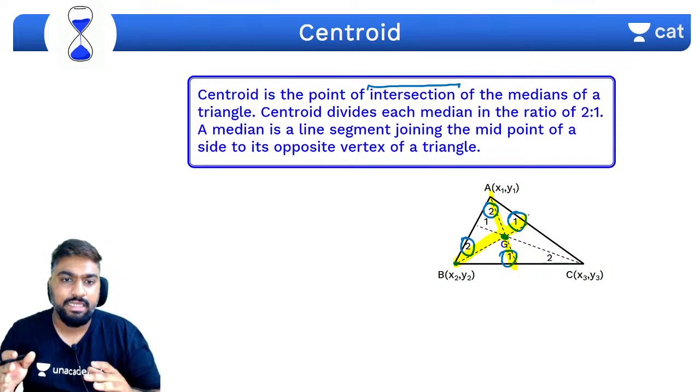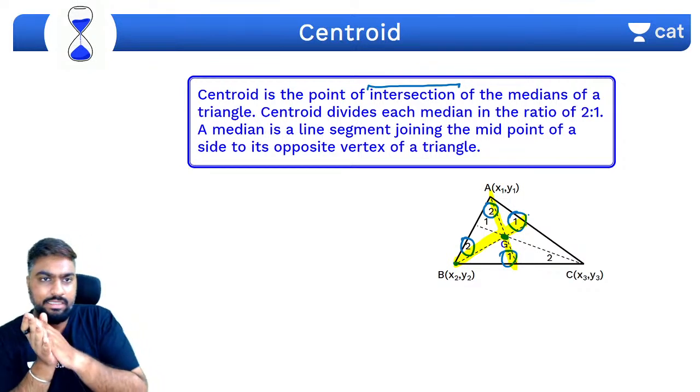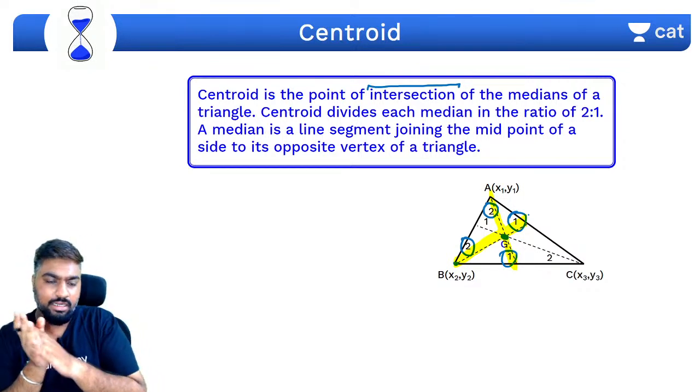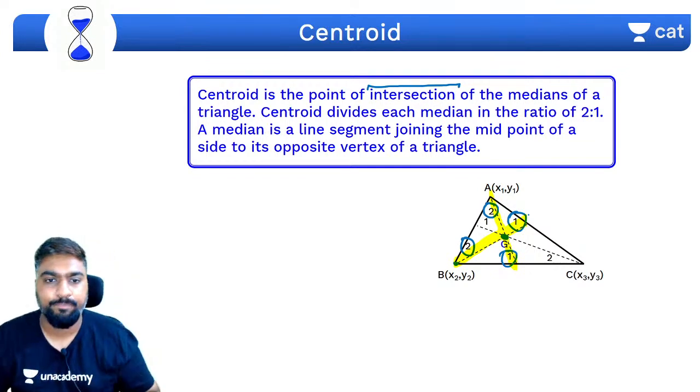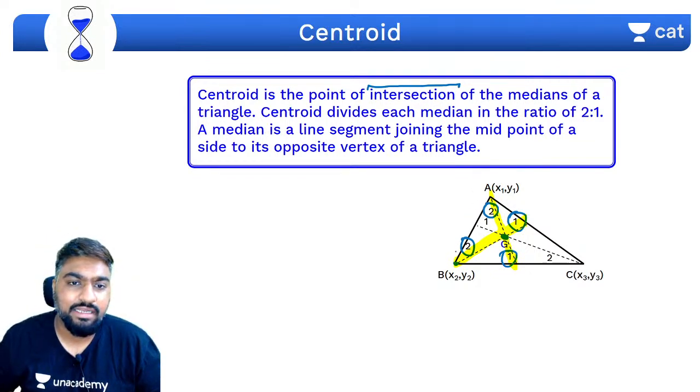Are you able to understand this? If you want more details on centroid, you can go check out our geometry class. There it is explained in more detail what a centroid is. So let's say there are three vertices of a triangle ABC, and their coordinates are x1, y1, x2, y2, and x3, y3.